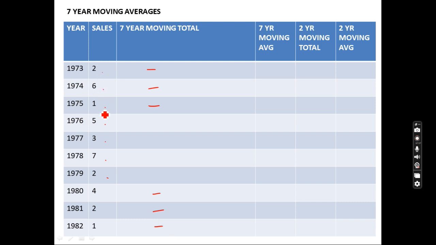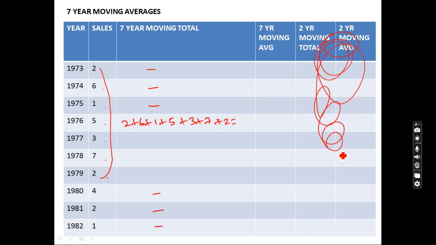So 1, 2, 3, 4, 5. From here to here we have to add. So which is the middle year? 1976 is the middle year. So here you write 2 plus 6 plus 1 plus 5 plus 3 plus 7 plus 2. Okay. So these columns are extra. Don't take these 2 columns here.